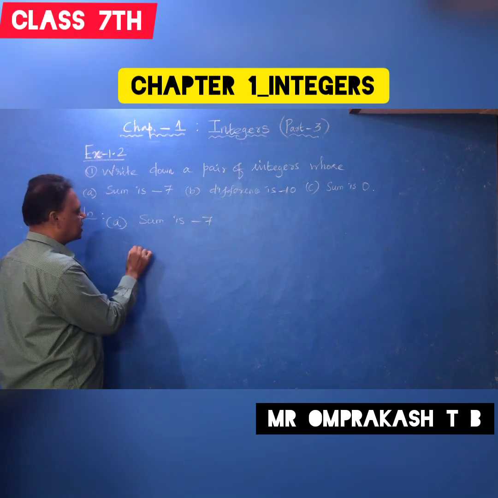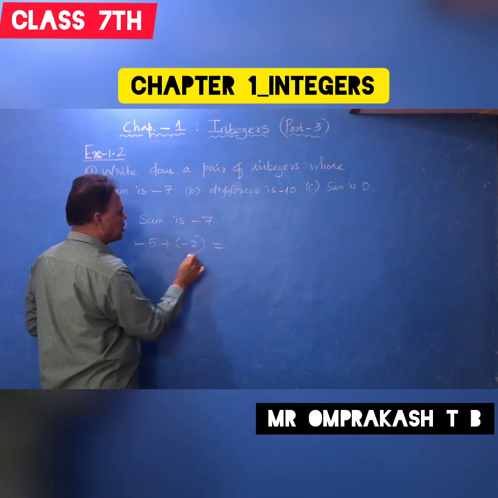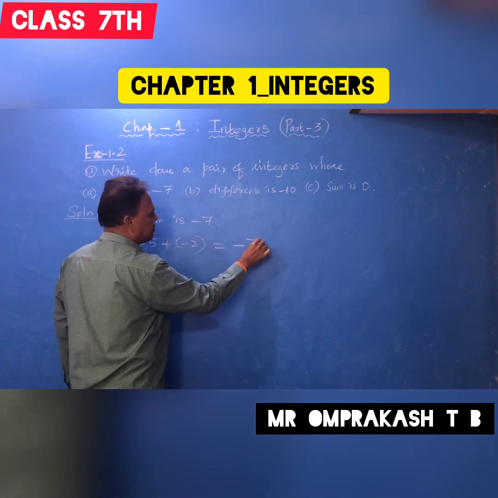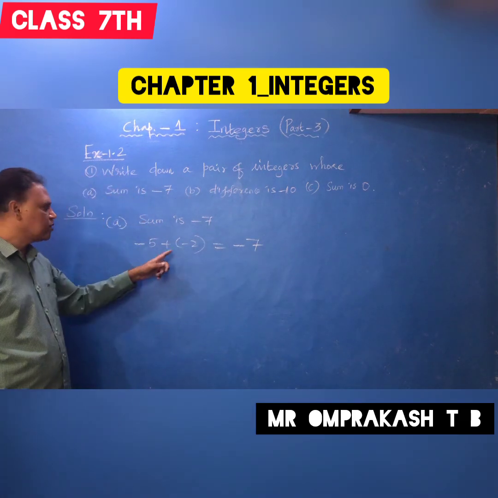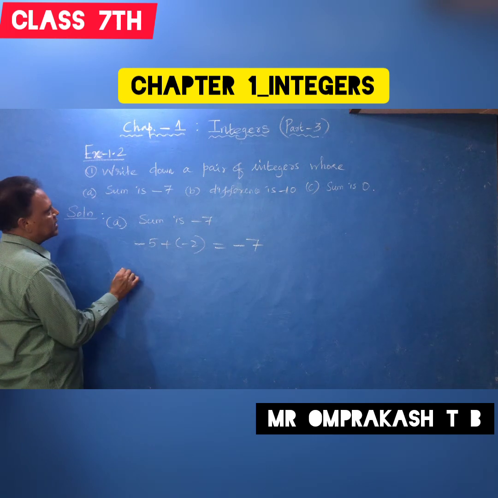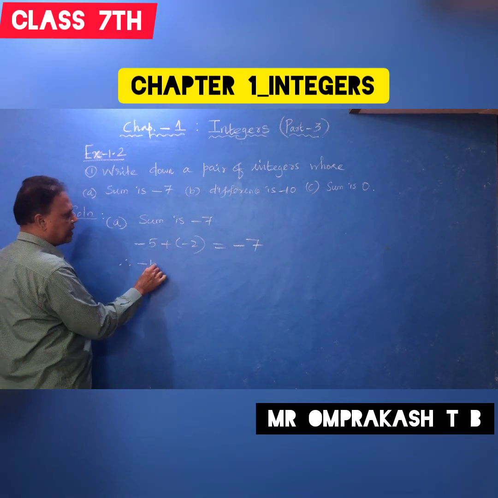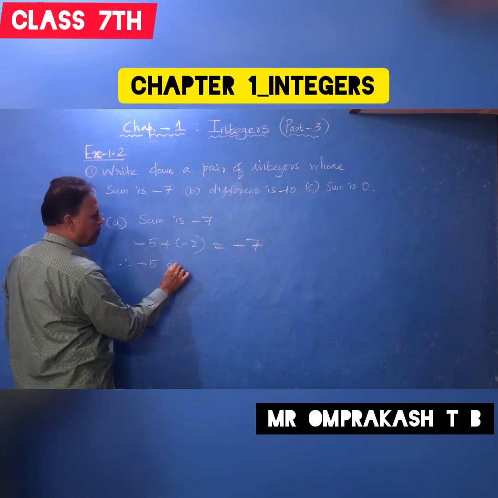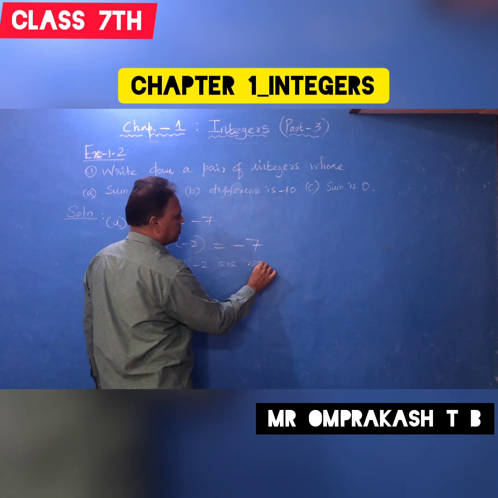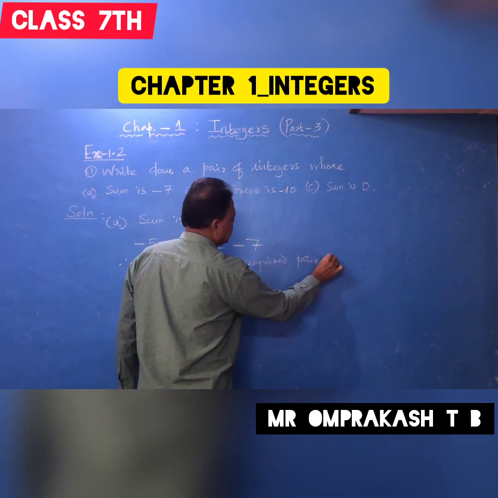You see, minus 5 plus minus 2 is how much? Minus 5 plus minus 2 is minus 7. Getting? So minus 5 and minus 2 are the pair of integers. Therefore, for sum minus 7, minus 5 and minus 2 are the required pair of integers.